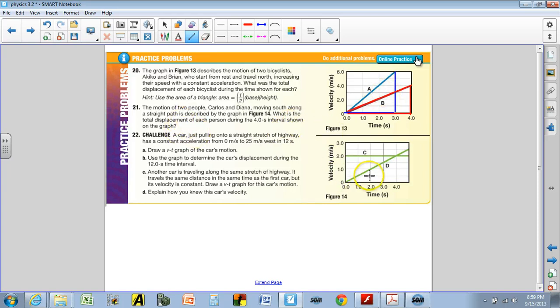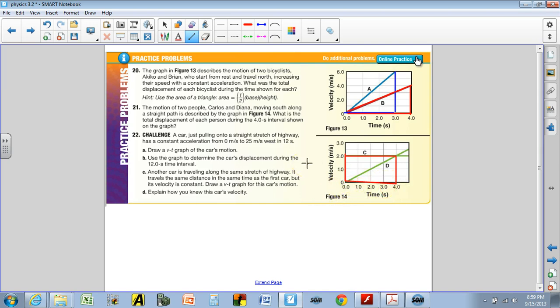In the second graph here, it says the motion of 2 people, Carlos and Diane, are moving along a straight line described in the graph. What is the total displacement of each person at 4 seconds? So we're looking at 4 seconds. So let's look at Carlos. Here's his shape, a rectangle. I figure out the rectangle, base times height. 2 times 4 is 8.